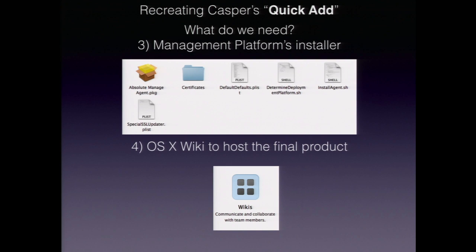We also need our management platform installer. So here's what Absolute Manage's agent installer looks like. And for this purpose, we're just going to use a wiki to host the final project. You can use any type of service you want, email the user the package, set up a web server, but OS X Wiki is nice because you can restrict it to certain AD groups or LDAP groups and only have certain users log in and see certain wikis that have different versions of the package on there for you.